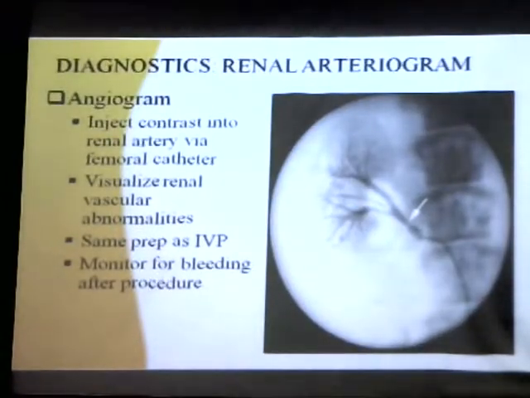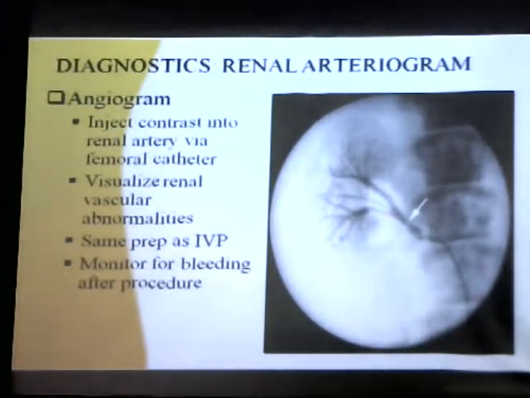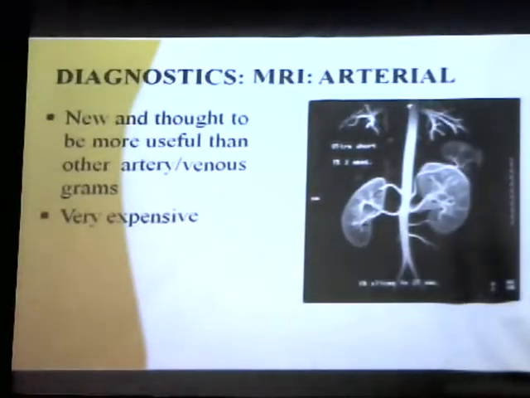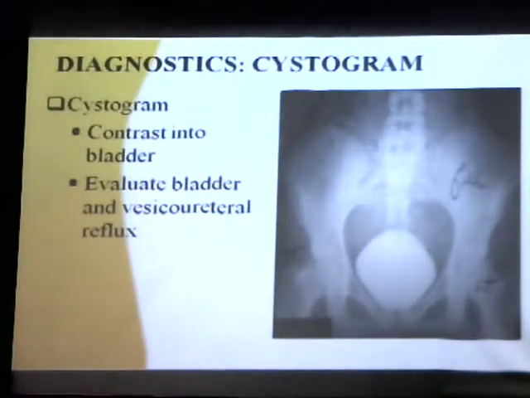Other than that, we can go for angiogram, that is to inject contrast into the renal artery via femoral catheter. Visualize renal vascular is done, and to monitor the bleeding after the procedure. MRI might also be done, but this is a very expensive procedure. Cystogram, that is to contrast to bladder, to evaluate bladder and vesicoureteral reflux, is also useful in cases of calculi present in the urinary bladder.